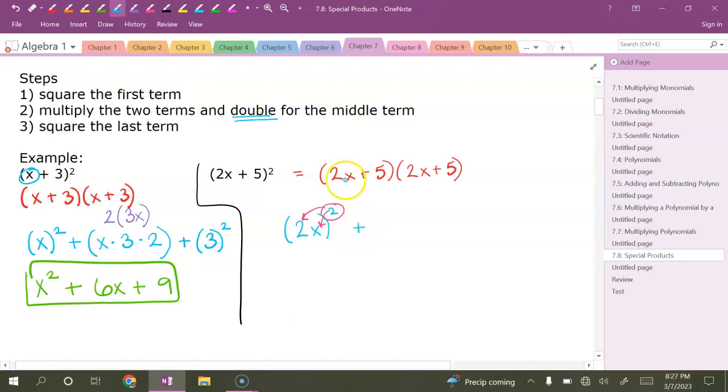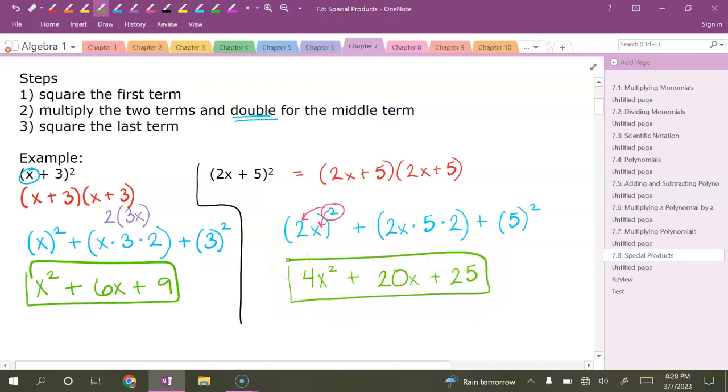Continuing on with our steps, step 2 is to take your two terms and multiply them together. So take 2x times 5, and then double it, so take it times 2. And then take the 5 and square that. That's kind of what it looks like written out the long way. Now we're going to simplify. So 2 squared, because that 2 goes inside, that becomes 4. And then you have x squared plus 2x times 5 would be 10x, times another 2 would be 20x, and then 5 squared would be 25. And so that's the final answer.